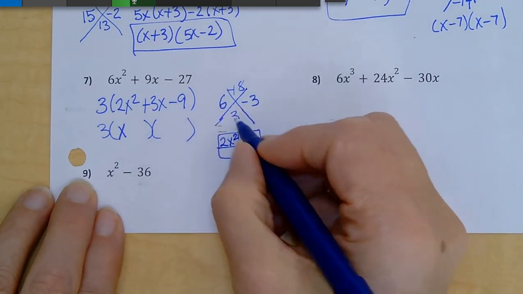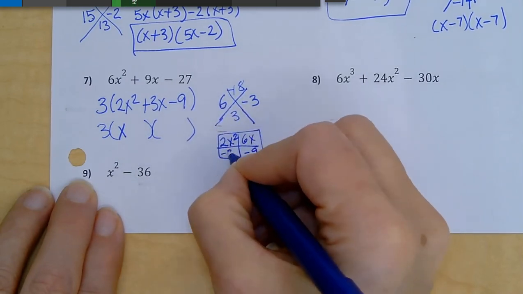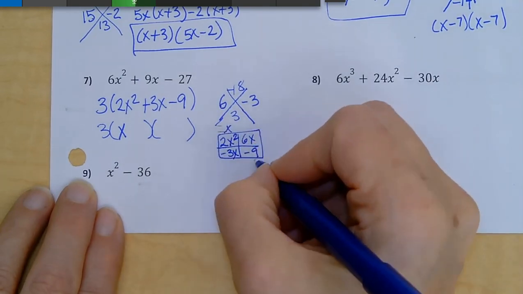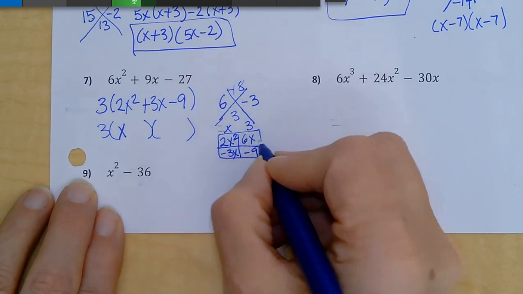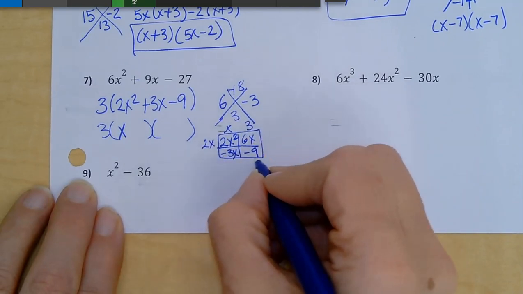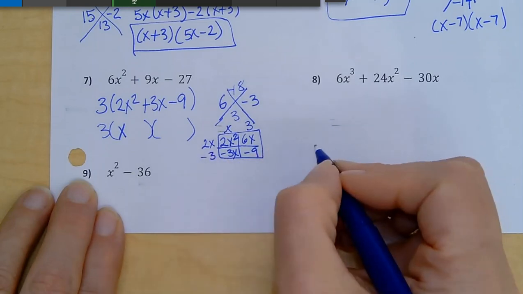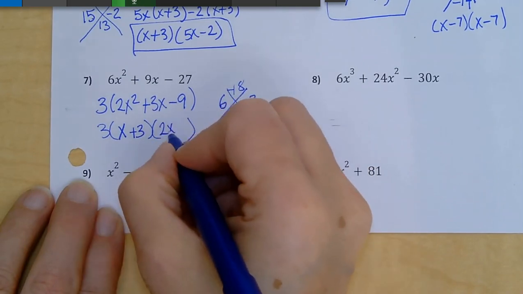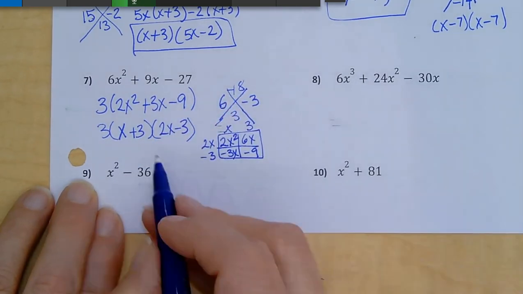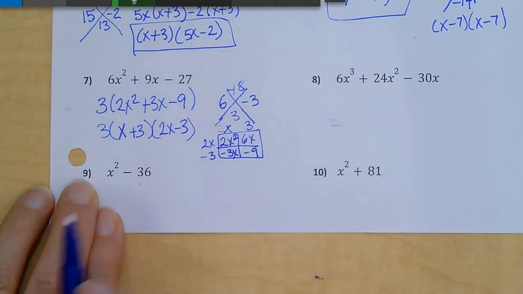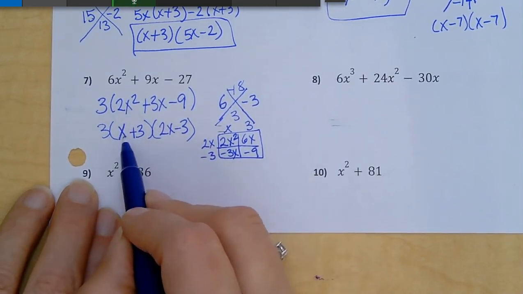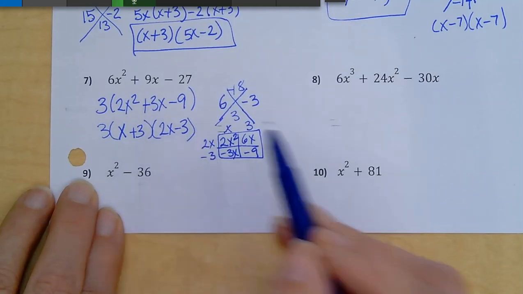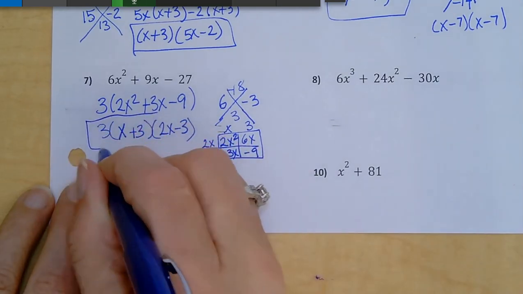My bottom right is negative 9. I found 6x and negative 3x. So looking down, I get to pull an x. Looking down, I get to pull a 3. Side to side, I'm going to take 2x. Side to side, I'm going to get negative 3. All right, so I think I have x plus 3 times 2x minus 3. I just want to at least double check my binomials that they come back to that trinomial. I get 2x squared. Outer is negative 3x, inner is 6x, so 6 minus 3 is 3, and last is negative 9. I'm pretty sure I got that.